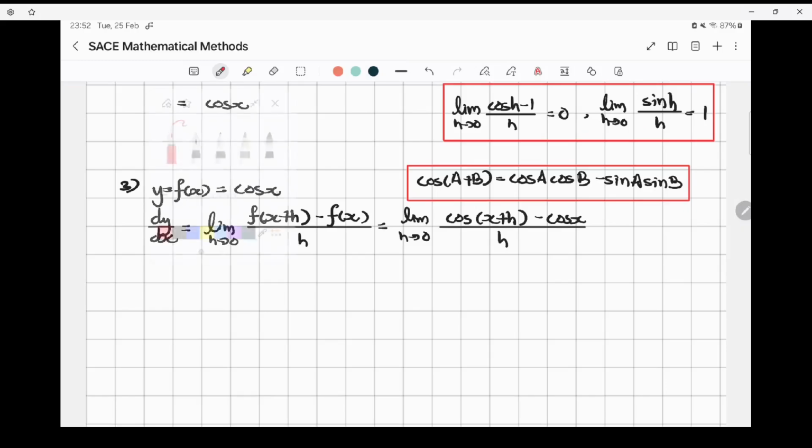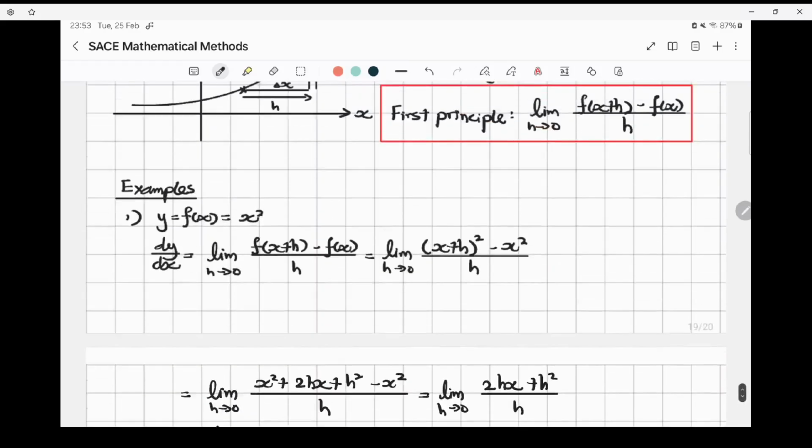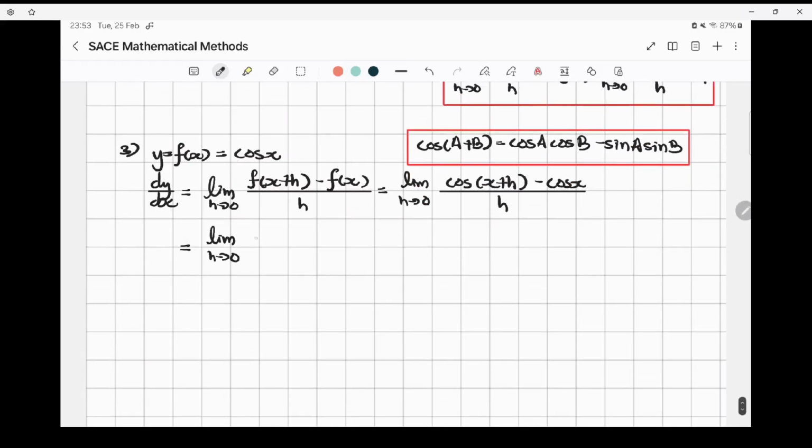Alright. I should have used the blue pen to write all this. Never mind, just make sure that you need to know 1, but not 2 and 3. So then you have cos x cos h minus sine x sine h, and then minus cos x again. Then the whole thing divided by h.